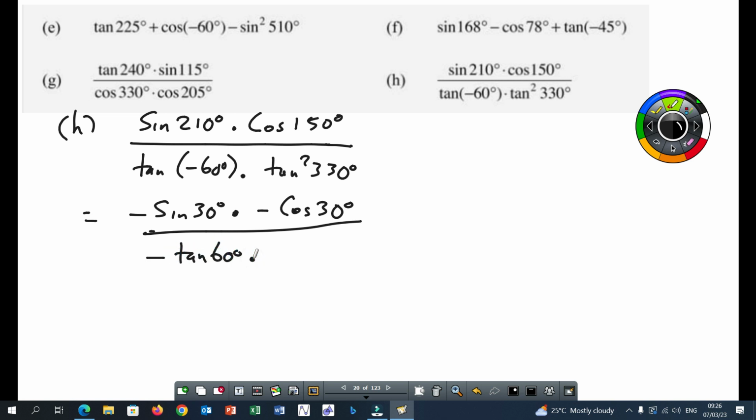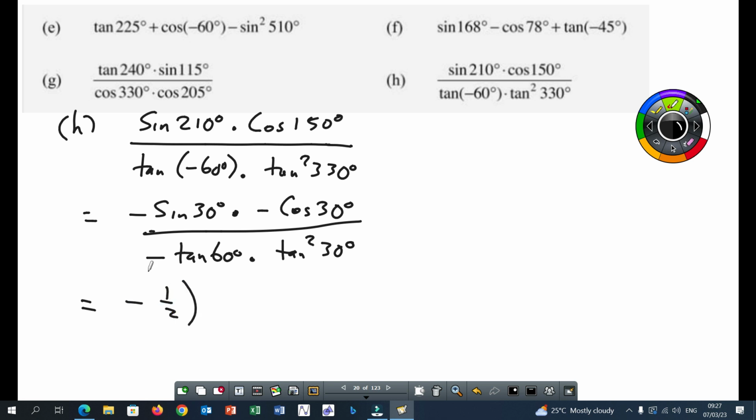Now, this one, because it has got a square there, the answer will always be positive. Now, an acute angle which you can subtract from 360 to get 330 is 30 degrees. So this is equivalent to tan squared 30 degrees. For now, let me just write it as positive tan squared 30 degrees. So let's say 4 marks there.